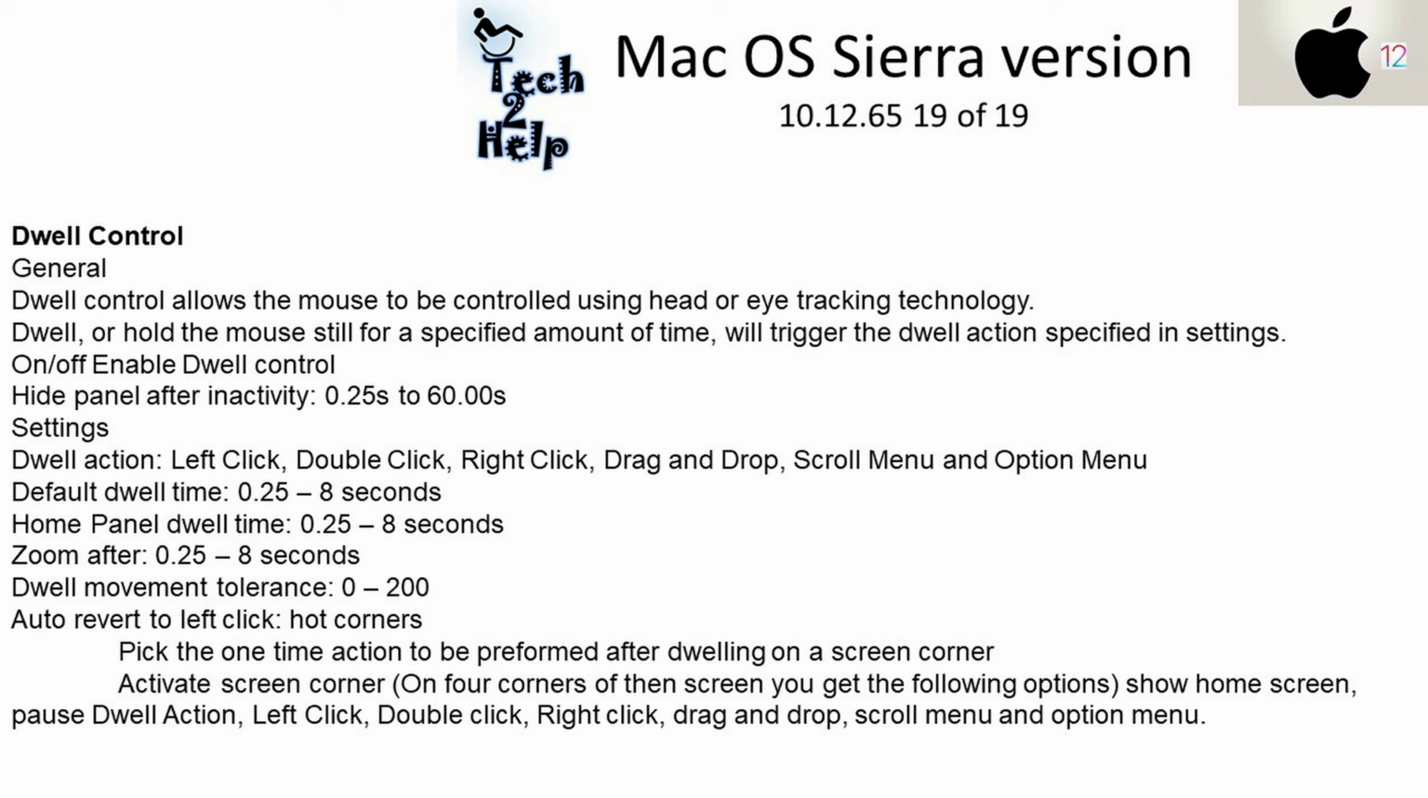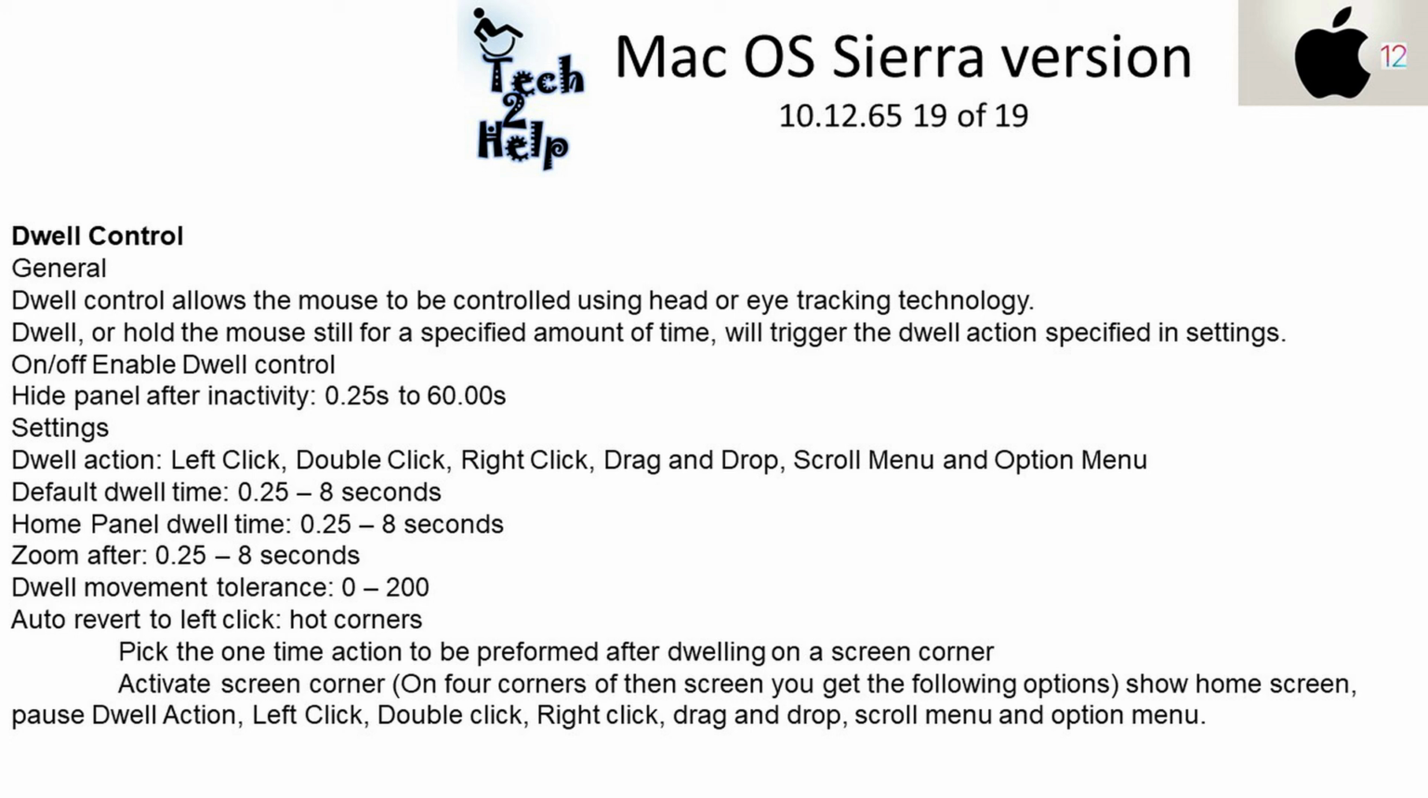Default dwell time, 0.25 to 8 seconds. Home panel dwell time, 0.25 to 8 seconds. Zoom after, 0.25 to 8 seconds. Dwell movement tolerance, 0 to 200. Auto revert to left click. Hot corners.